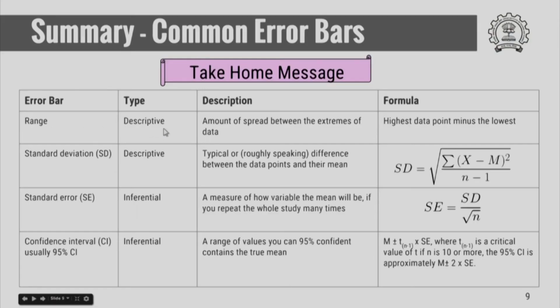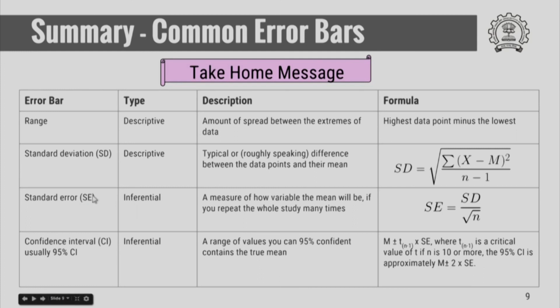Range is a descriptive error bar and it is the amount of spread between the extremes of the data. The way to calculate the range is that you subtract the lowest data point from the highest data point. The standard deviation is a descriptive error bar and this is, roughly speaking, the typical difference between the data points and their mean. The formula to calculate the standard deviation is given on this slide, which is the square root of the summation of the squares of the differences of each data point from the mean, divided by the sample size n minus 1.